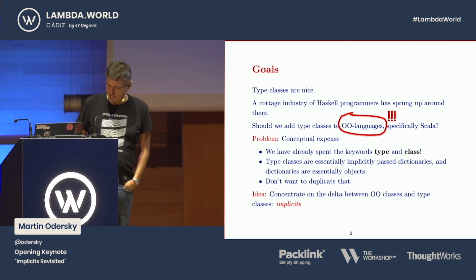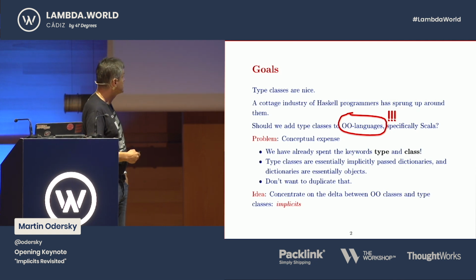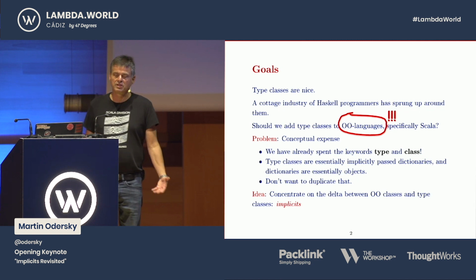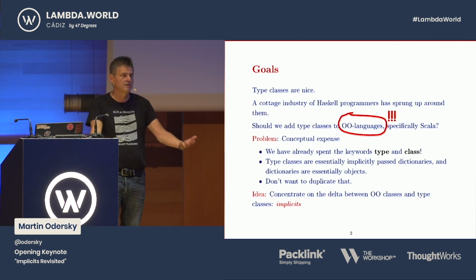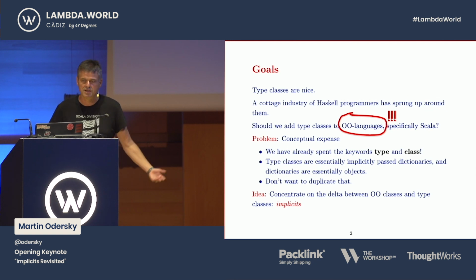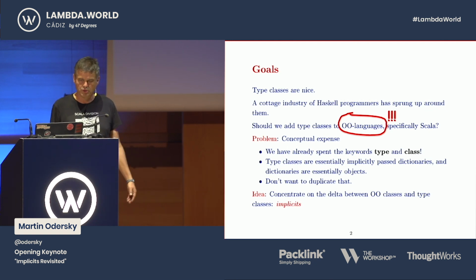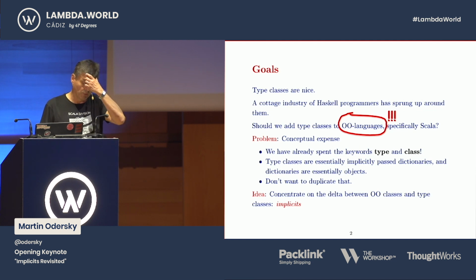It would be conceptually pretty expensive to add a new thing, and we already spent the keywords type and class, so there's no room for type class. But then there was the observation that type classes are essentially just implicitly passed dictionaries. That's how they're implemented. And dictionaries are records, so essentially objects. And we don't want to duplicate that.